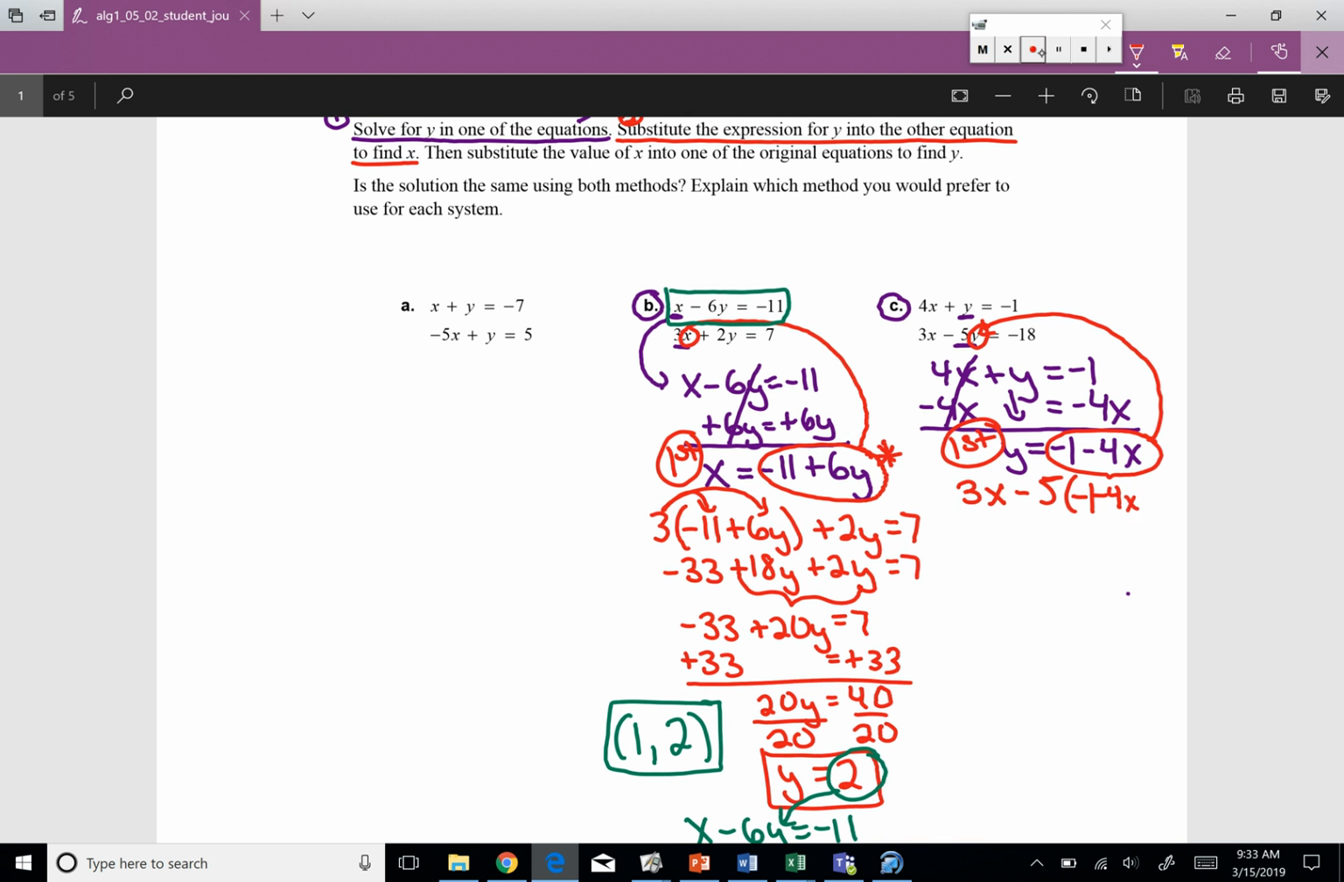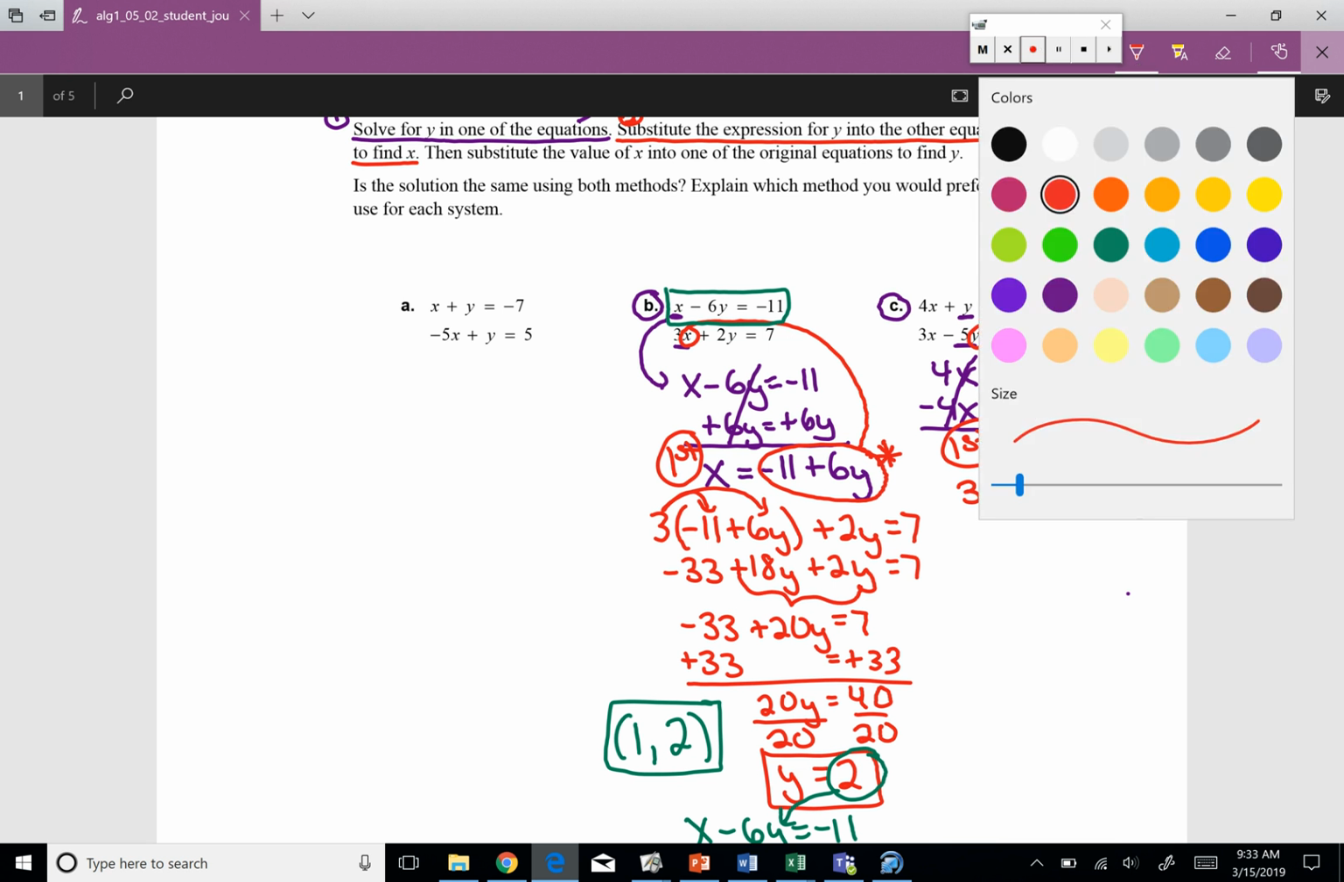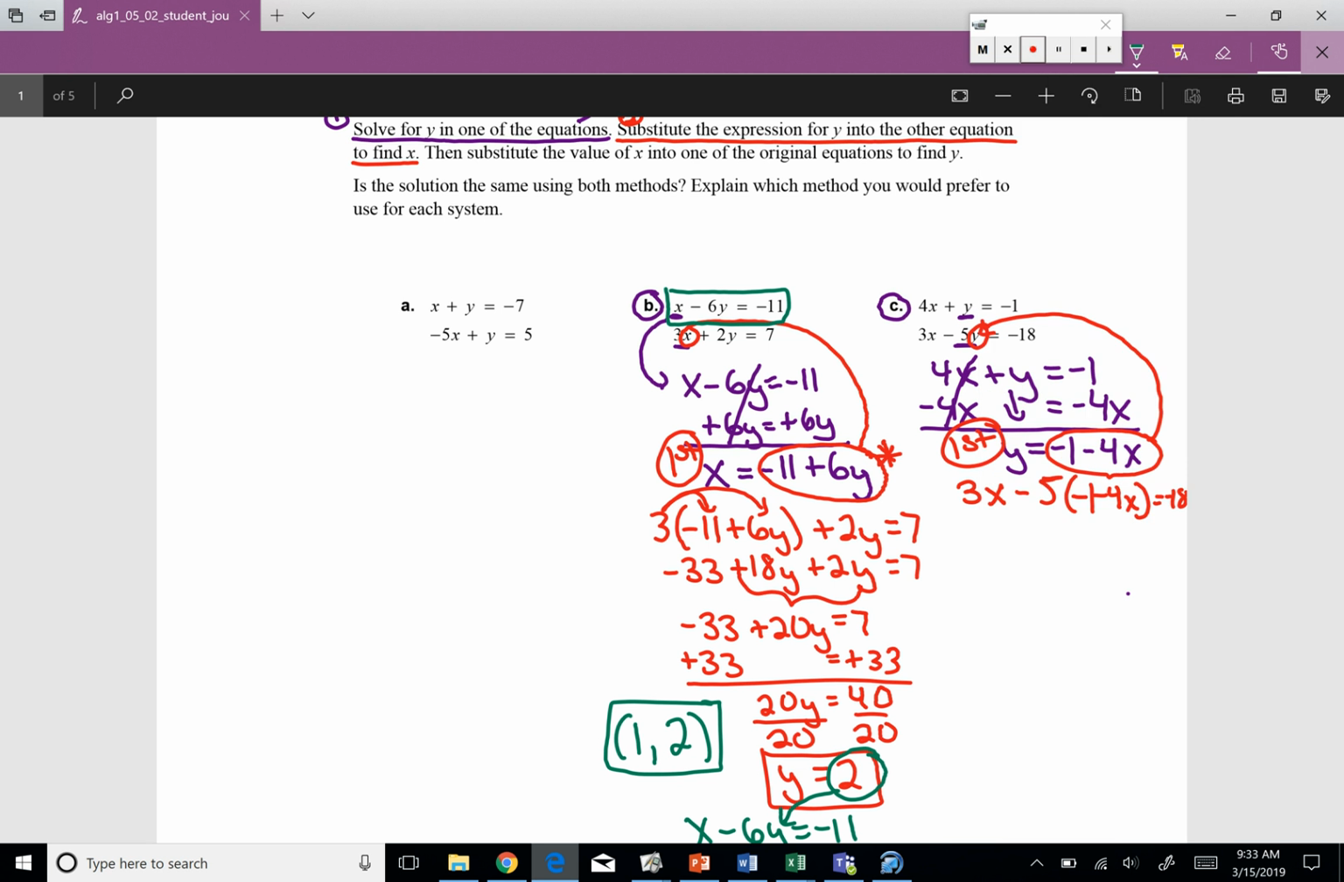Negative 4x equals negative 18. There we go. So now in order to solve, we have to be careful. This 5 is really negative, so when we distribute, we have negative 5 times negative 1 is positive 5. Negative 5 times negative 4 is positive 20x. And we still have equals our negative 18.